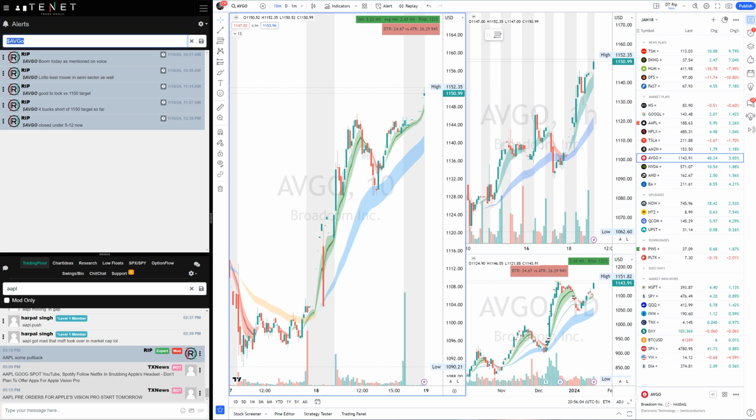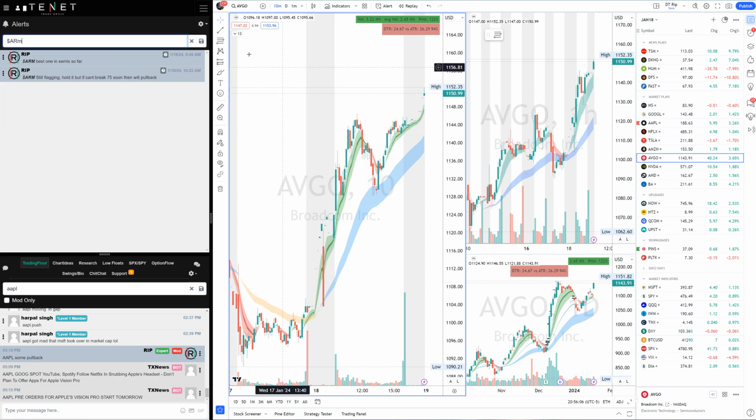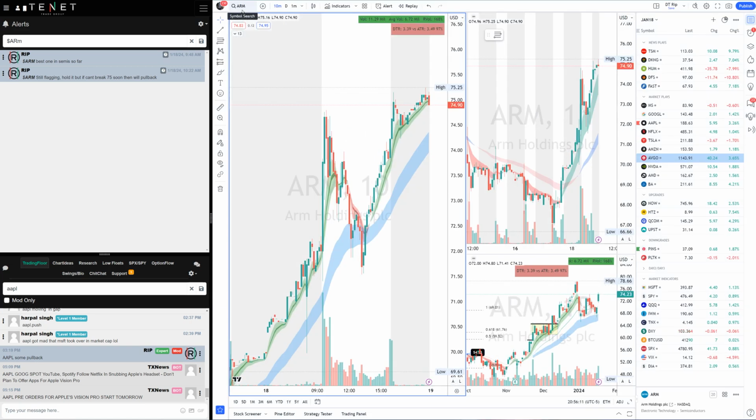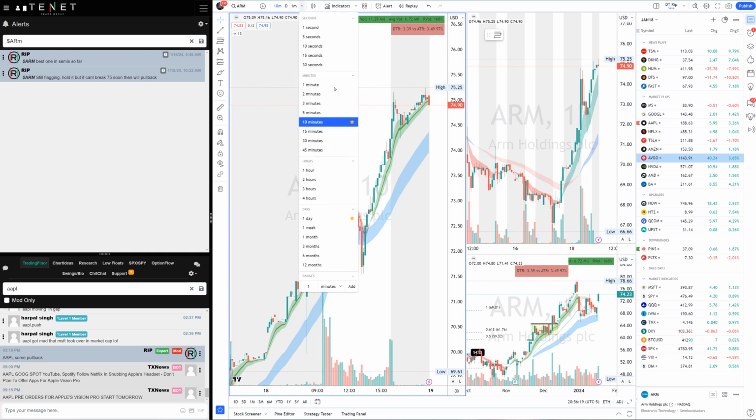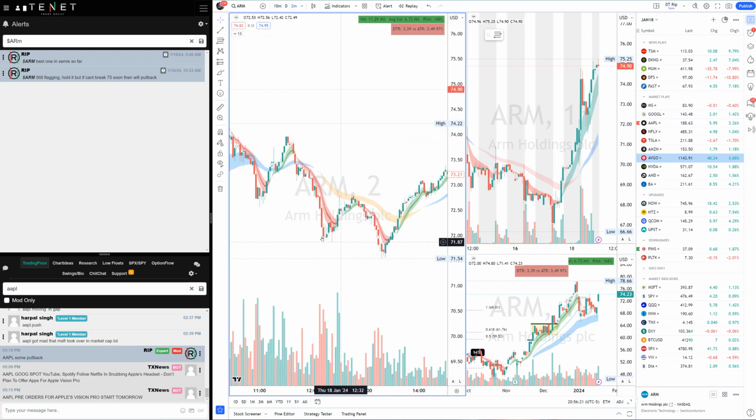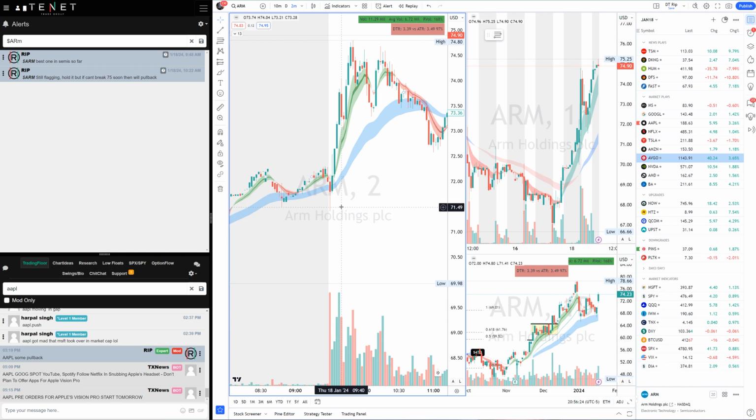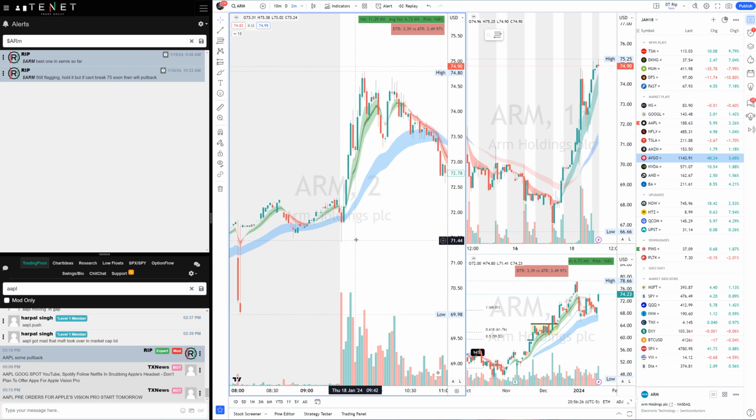The other one I tried to trade was ARM. I really liked it, but ended up losing on it because I did not scale out or take a profit. I really liked ARM at the open. I told everybody I like ARM, and I'm focusing on so many plays. I can't trade everything, but I liked ARM.